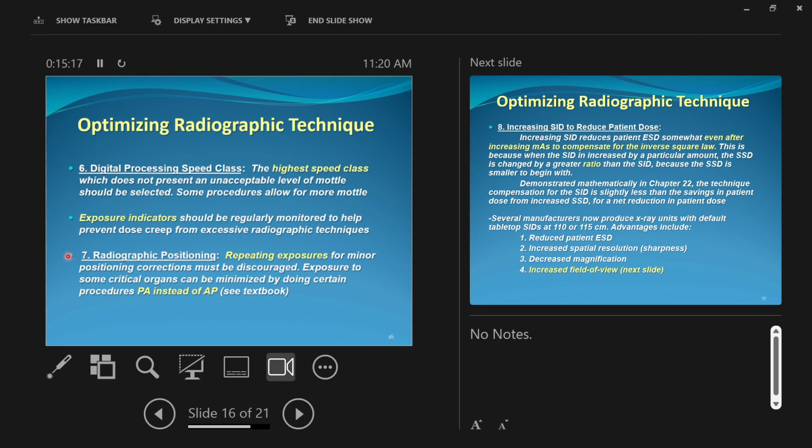Radiographic positioning is an important thing because repeat exposures for minor corrections should be discouraged, but repeat exposures for major corrections need to be considered. Like if you really, really mispositioned somebody, you got to repeat the image, right?